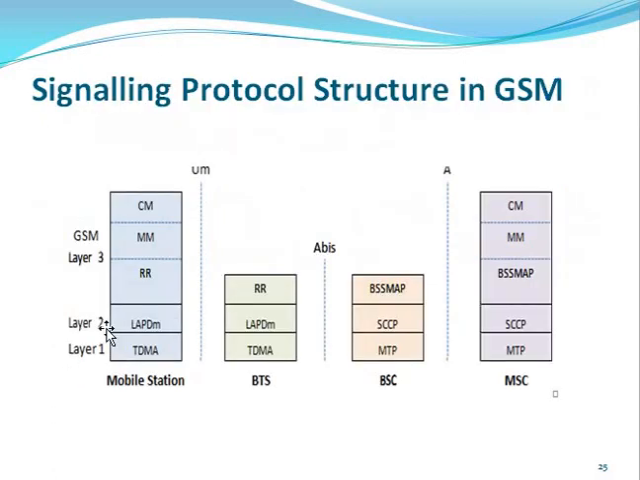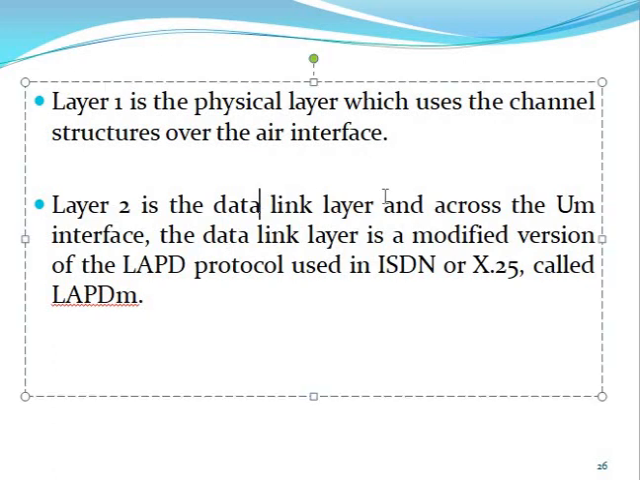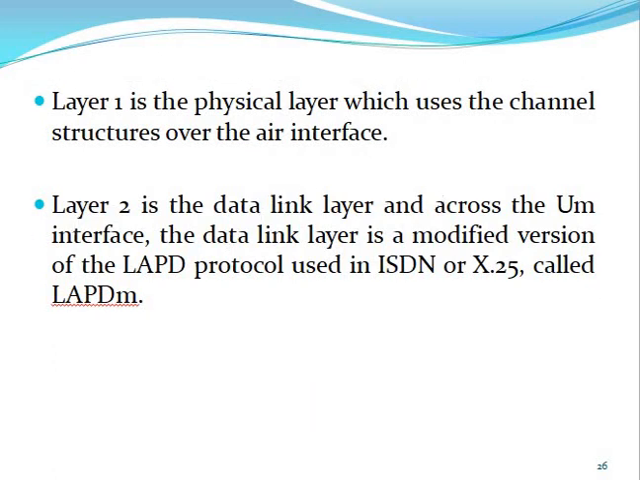Then next we can show layer 2, LAPDm. In the data link, across the Um interface, the data link is a modified version of the LAPD protocol. This is one protocol of the network used for ISDN or X.25. It is called LAPDm. So this protocol is used. How can you identify the ISDN number? So what is ISDN? We have also discussed it.